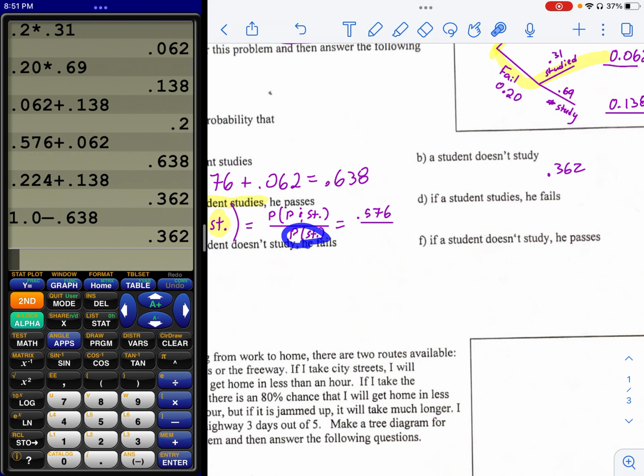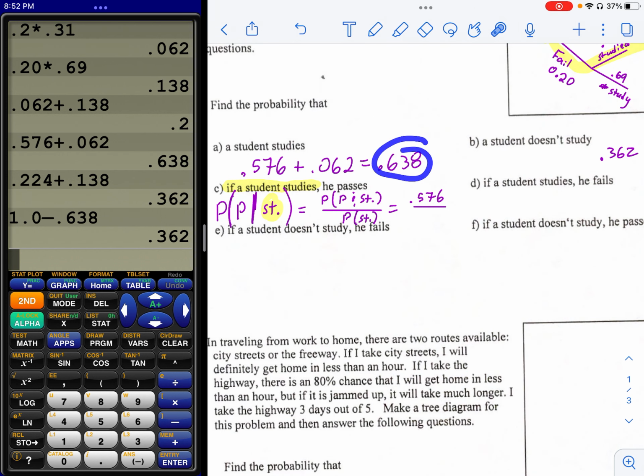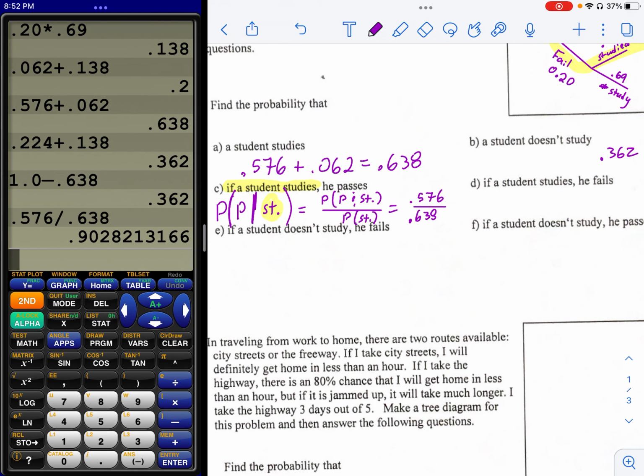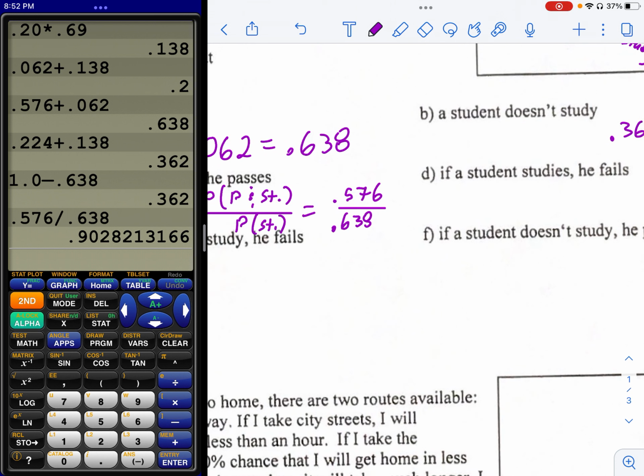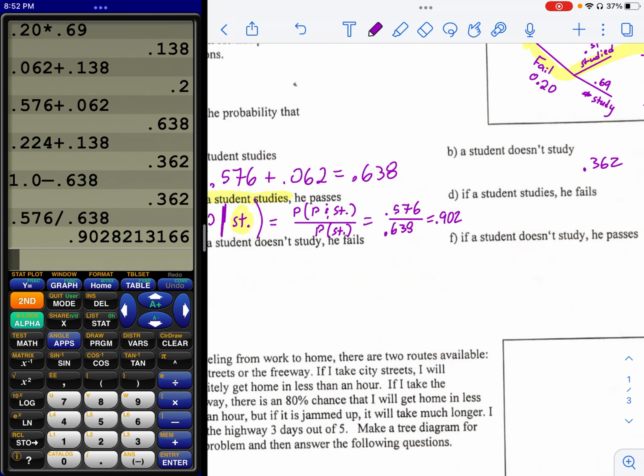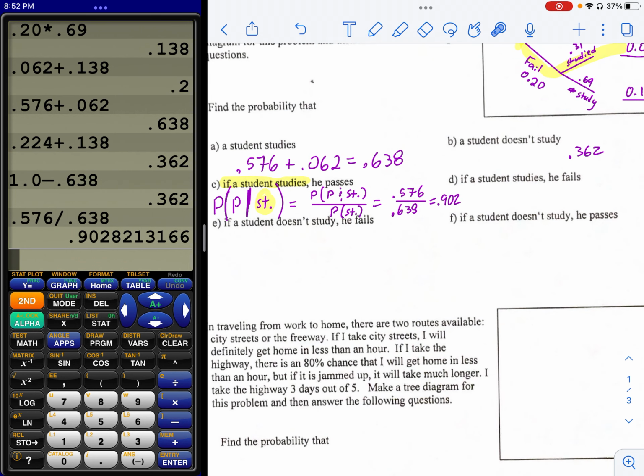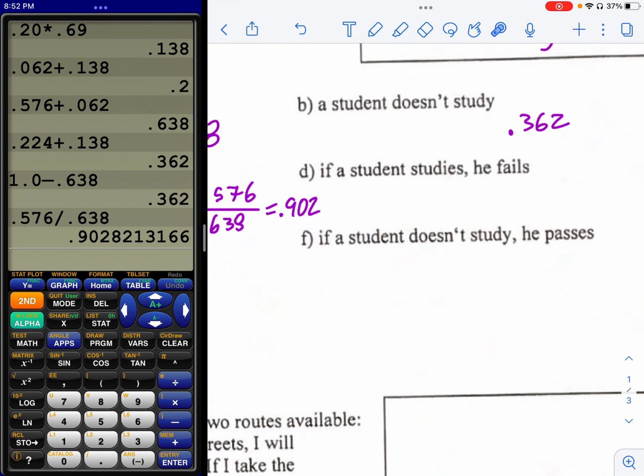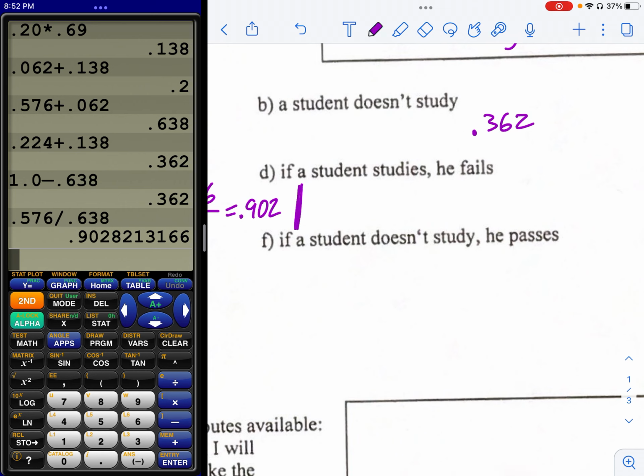The denominator, we also have the probability that you studied. We found that right here, 0.638. So let the formula guide you, because this gets very confusing if you're trying to rationally think through this. So the answer is 0.902, about 90%. In other words, this is what the professor would tell his students: hey, look, guys, 90% of my students that study pass. So if you want to pass, you should study.